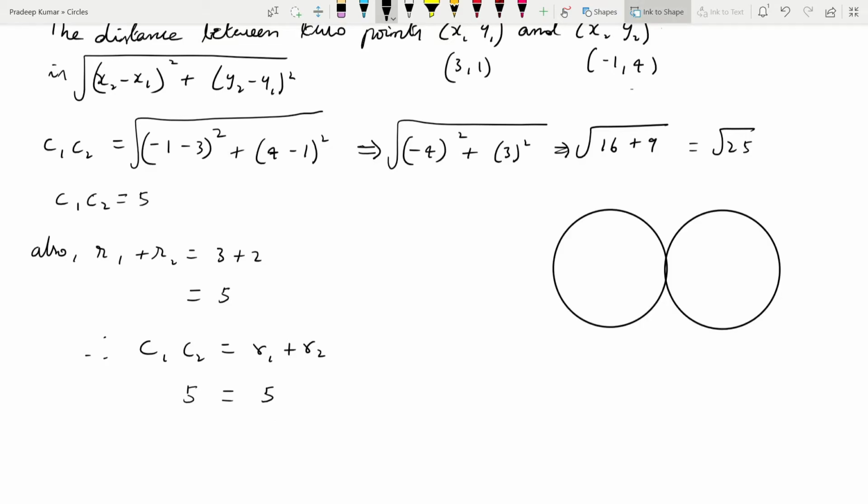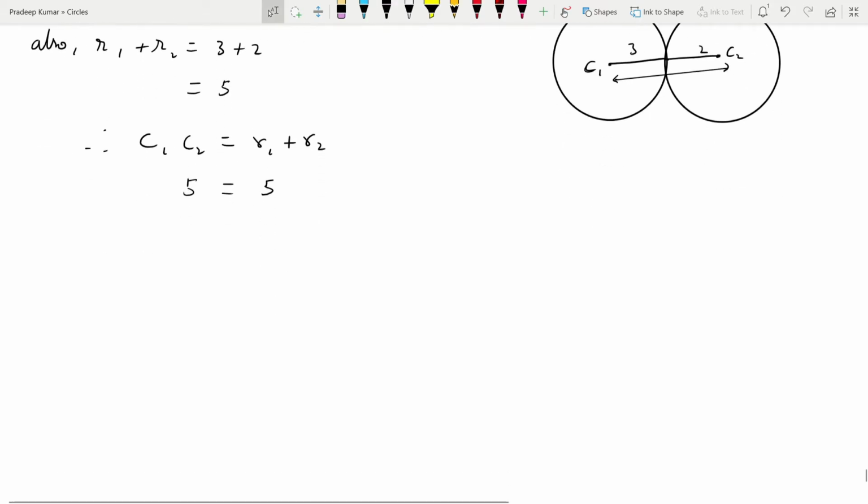If we observe these figures, the first circle radius was 3 and the second circle radius was 2. When we add both of the radii, we are getting the value as 5. Even when we find the distance between these two centers, center 2 and center 1, we got 5. So we clearly understood that these two circles were touching externally. Alright, now we'll go forward and find the point of contact of both circles.